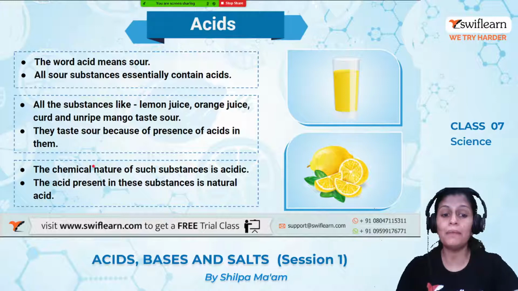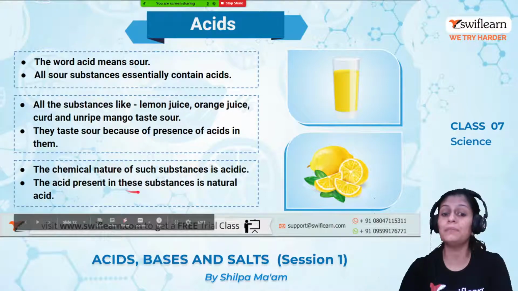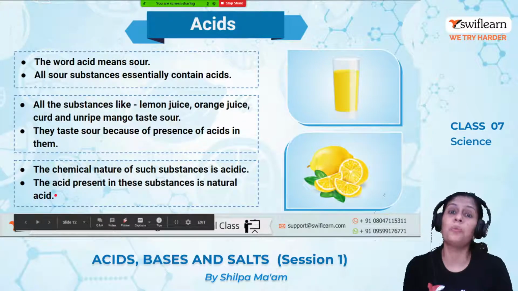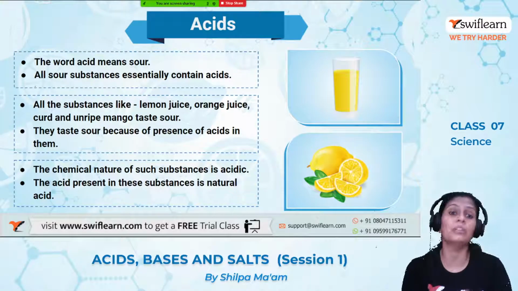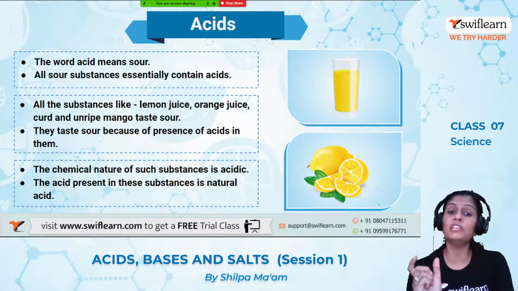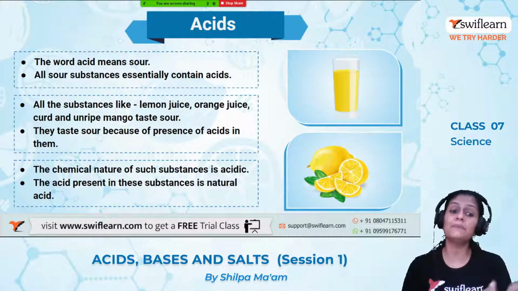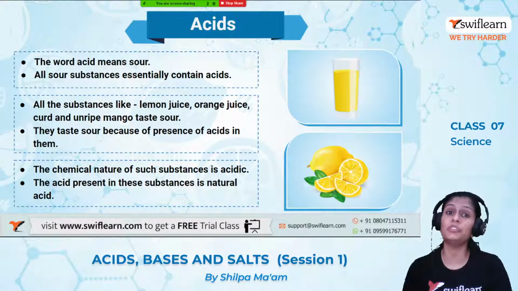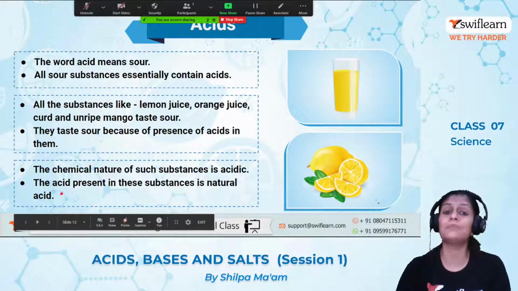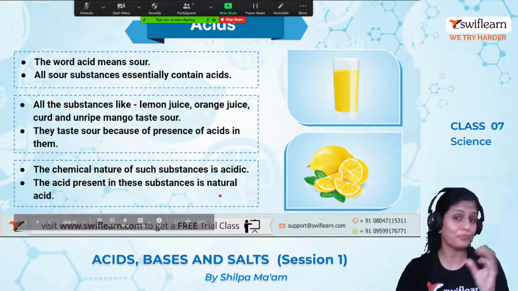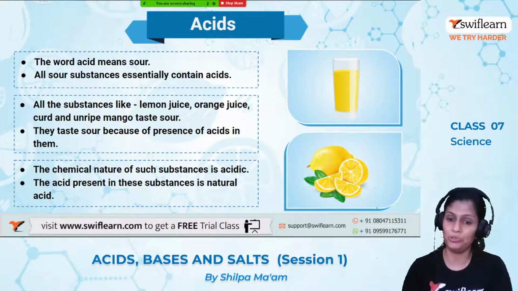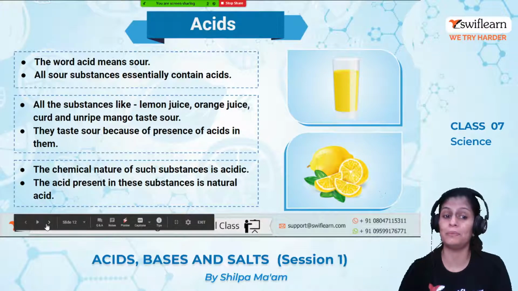The chemical nature of such substances is acidic. Now this is very important, kids. If we talk about the chemical nature of a substance, the thing which has acid in it, the chemical nature of that substance is what? Acidic. If a substance has base in it, then what is the nature of that substance? It is basic in nature. And mind you, the acid that is present in these substances is natural acid. We are not preparing that acid and putting it inside these food items. It is naturally there. So these are the natural acids which are present in them.